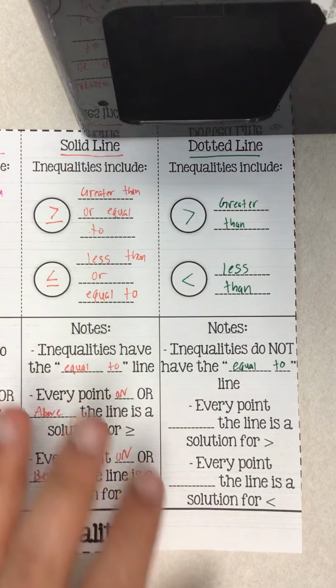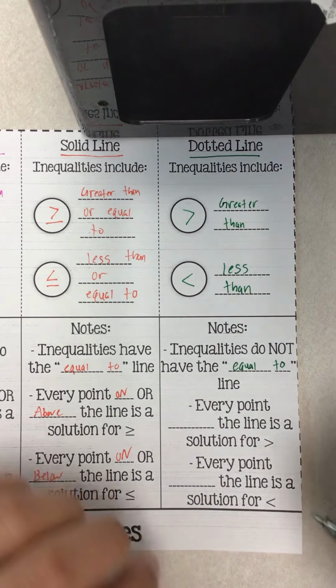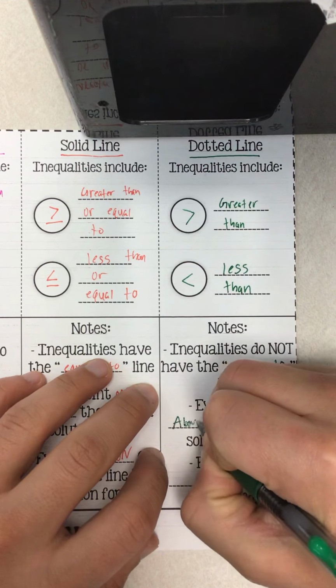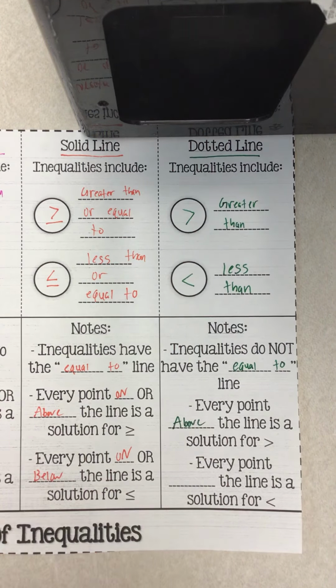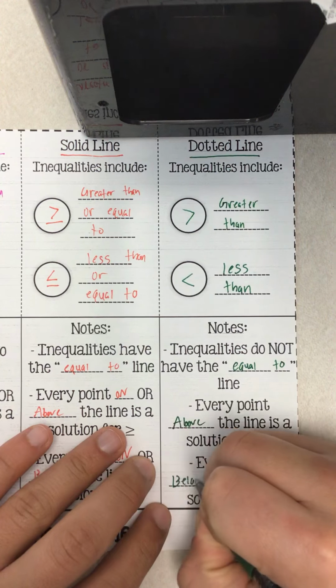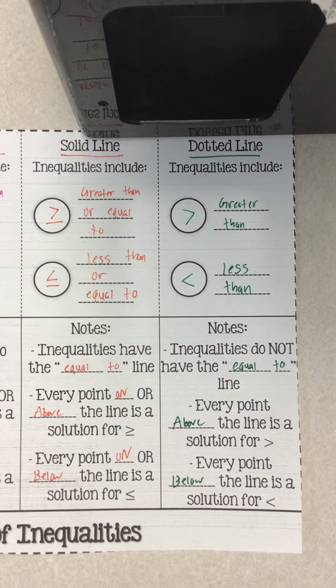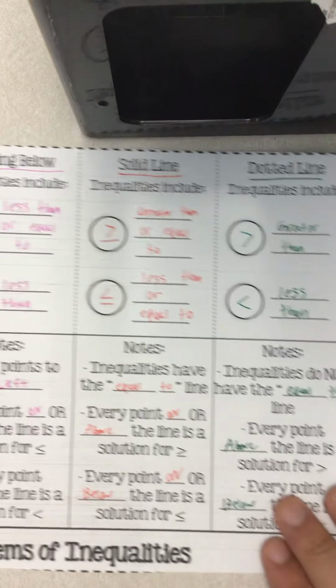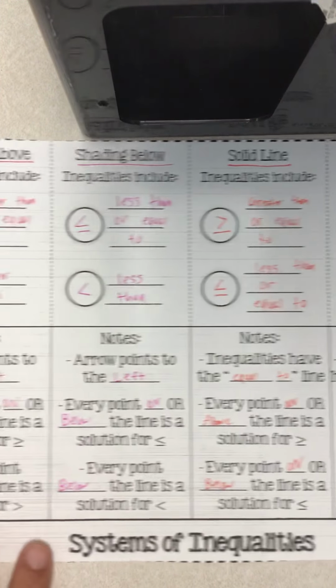And then the last two, we know this. Every point above the line is a solution for greater than. Every point below the line is a solution for less than. So that's a quick rundown of the different inequalities that we might see and what they represent.